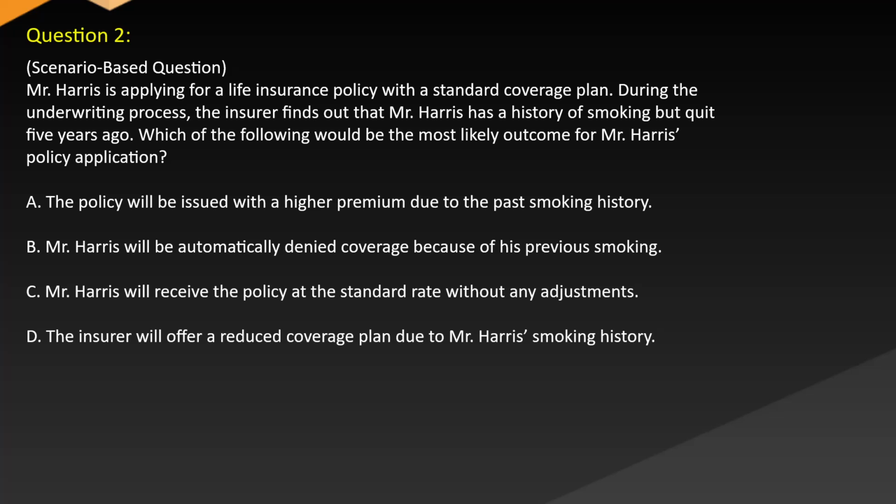Question 2. Scenario-based question. Mr. Harris is applying for a life insurance policy with a standard coverage plan. During the underwriting process, the insurer finds out that Mr. Harris has a history of smoking but quit 5 years ago. Which of the following would be the most likely outcome for Mr. Harris' policy application? A. The policy will be issued with a higher premium due to the past smoking history. B. Mr. Harris will be automatically denied coverage because of his previous smoking. C. Mr. Harris will receive the policy at the standard rate without any adjustments. D. The insurer will offer a reduced coverage plan due to Mr. Harris' smoking history.